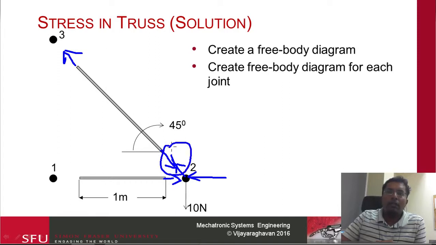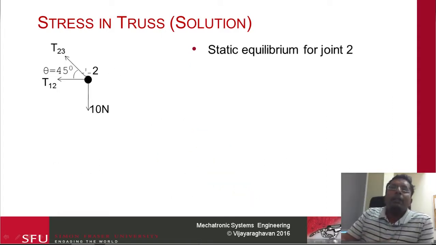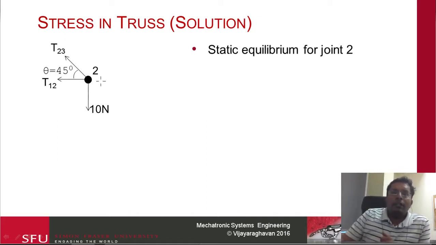So both of these would have a value of T, and since it's between the links, this is number 2 by the way, between 2 and 3, we're going to call it T23, and then this force here is going to be called T12. So we pick only link 2 and then try to apply static equilibrium.